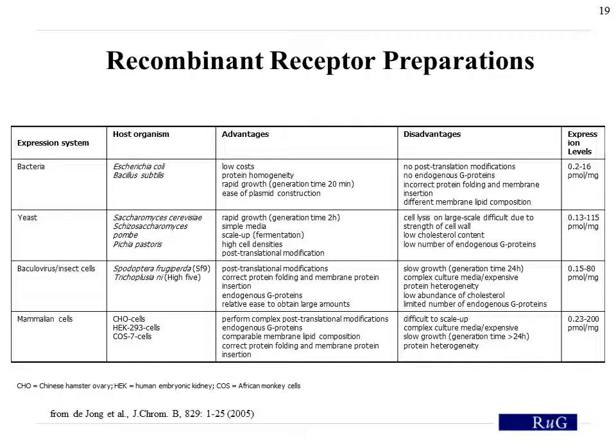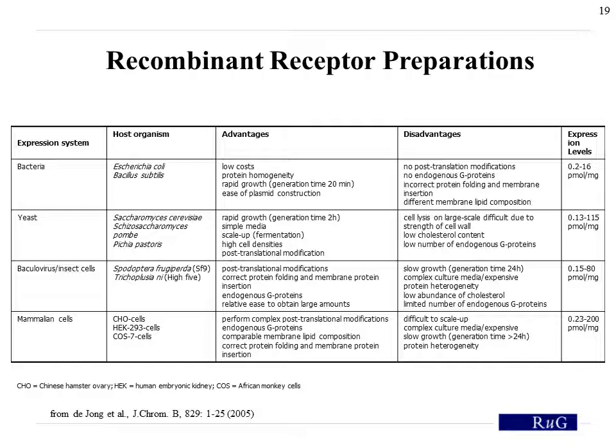These insect cells can do many post-translational modifications as they resemble mammalian cells much more. Protein folding is often correct and membrane insertion is possible. They have endogenous G proteins, and are still relatively easily grown in large amounts. However, as they are higher cells, they grow more slowly. Media are complex and somewhat expensive. Proteins may be heterogeneous due to post-translational modifications, which is actually the case also for the natural receptors. They still have a low abundance of cholesterol and a limited number of endogenous G proteins.